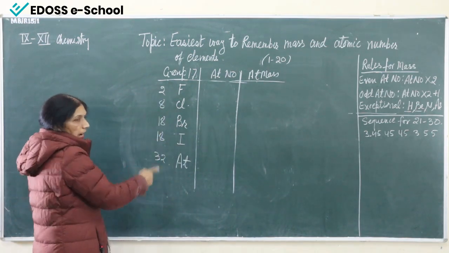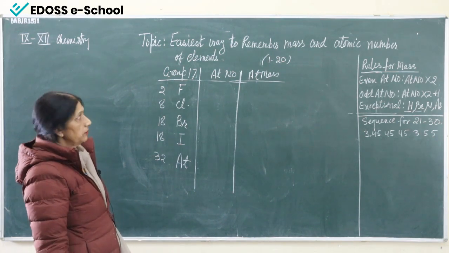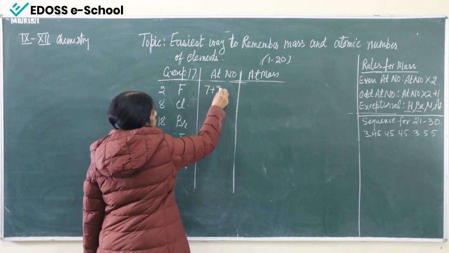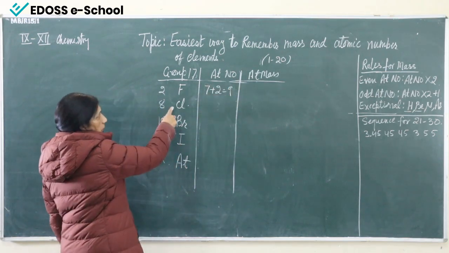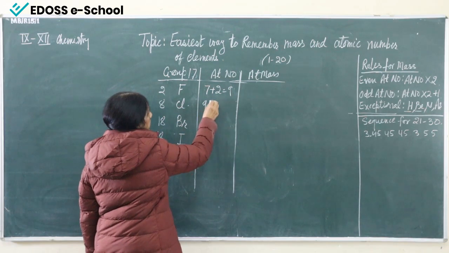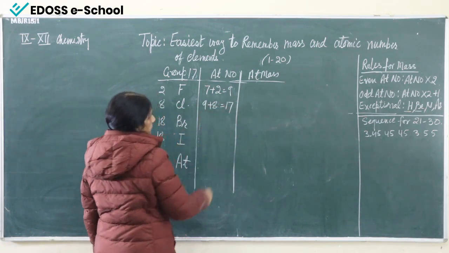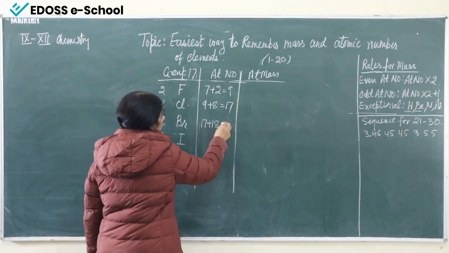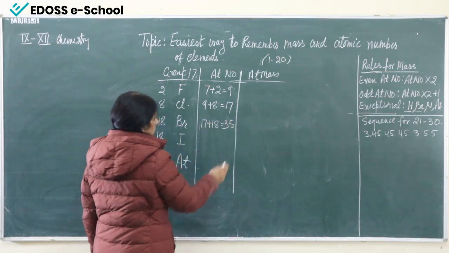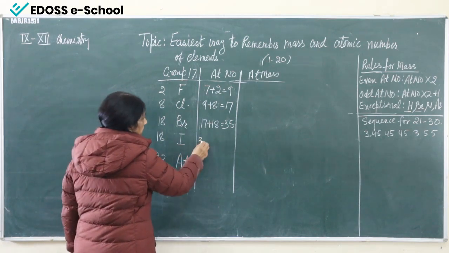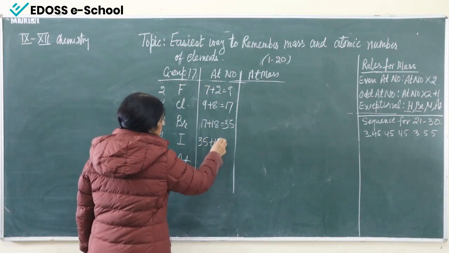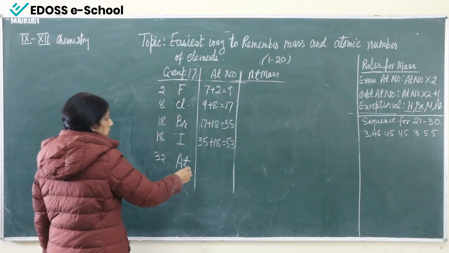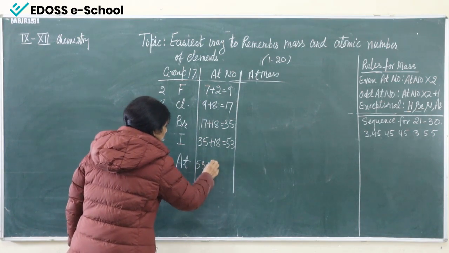Fluorine, chlorine, bromine, iodine and astatine. Okay. Now atomic number, because this is 7. So in 7 we will add 2. For chlorine, this is 9. So we will add 8. For bromine, 17 we will add 18. And for iodine, in 35 we will add again 18. And for astatine, in 53 we will add 32.